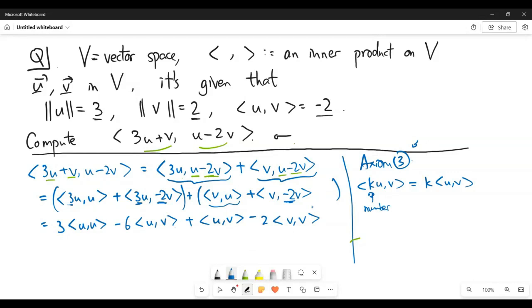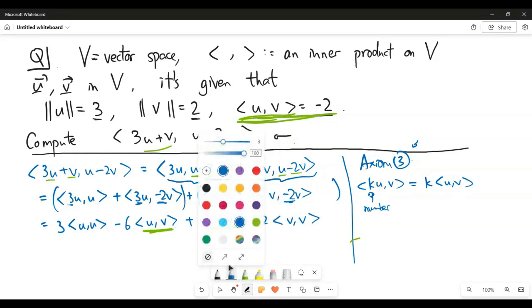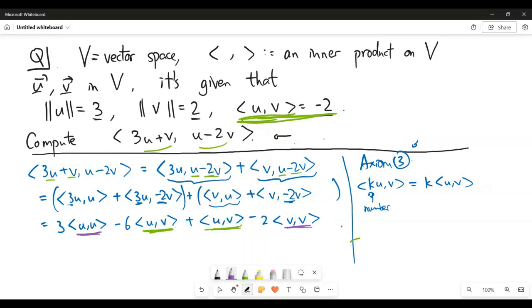Now please take a look at all the things we have. We already know this value, the inner product of U, V, which is minus 2, right? Moreover, we also know this one, the inner product of U, V, and once again the value is minus 2. So what we don't know are two things: the inner product of U, U and the inner product of V, V. Can you see how we can get it done?